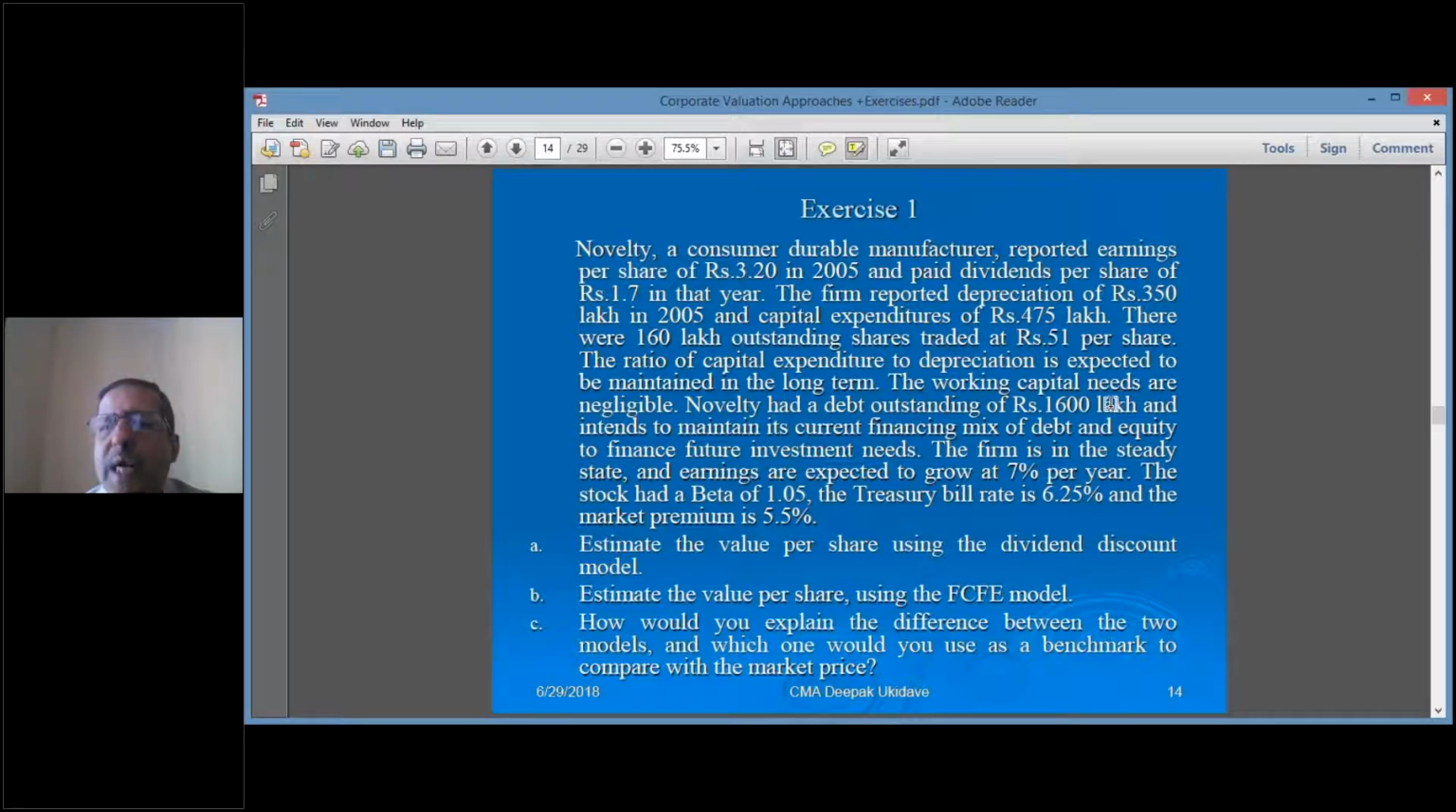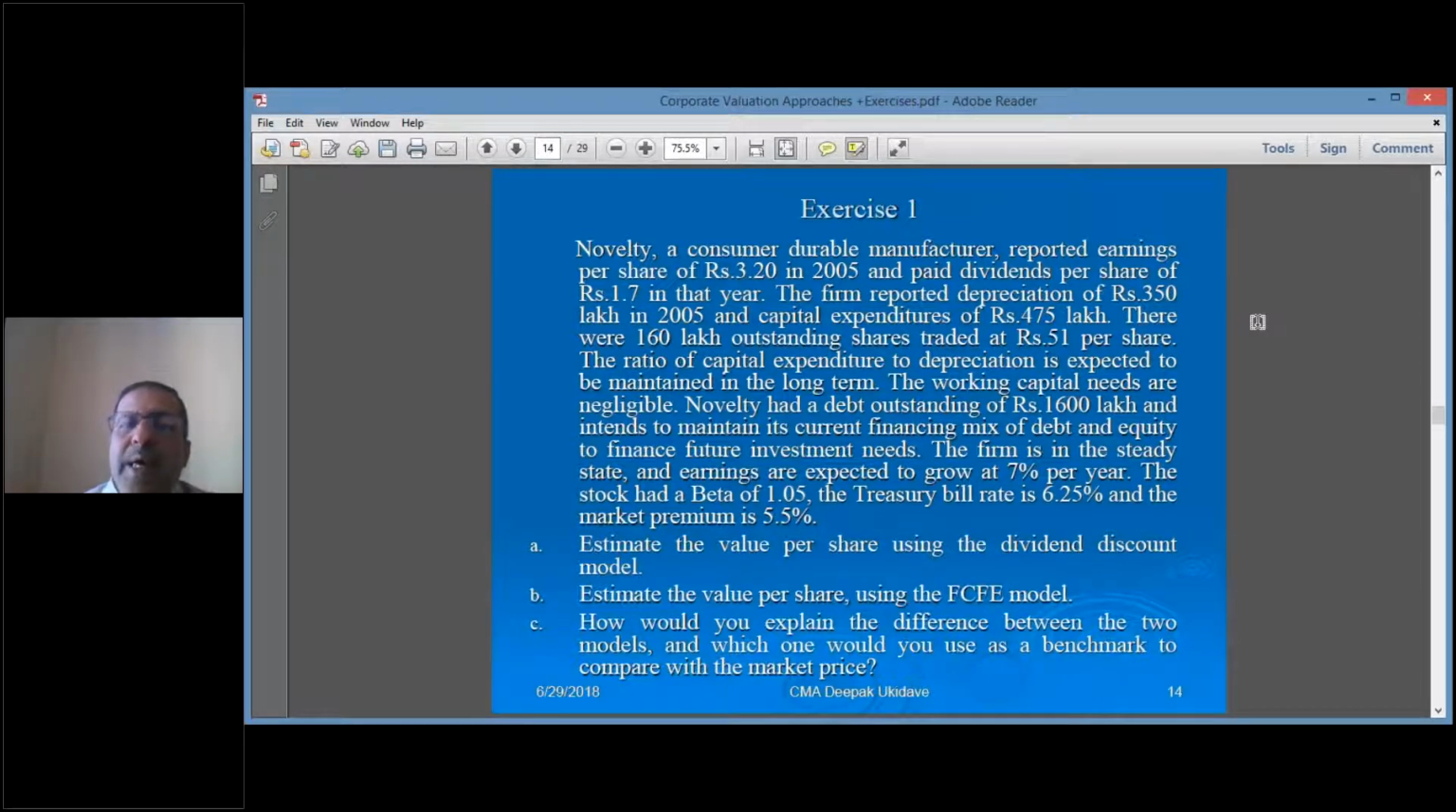Novelty had a debt outstanding of rupees 1600 lakh and intends to maintain its current financing mix of debt and equity to finance the future investment needs. So these are all lengthy caselet driven questions. This is an exercise in the form of a case scenario, and you have to work out the value of the share using different methods.